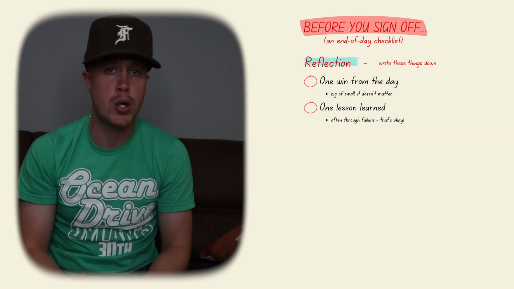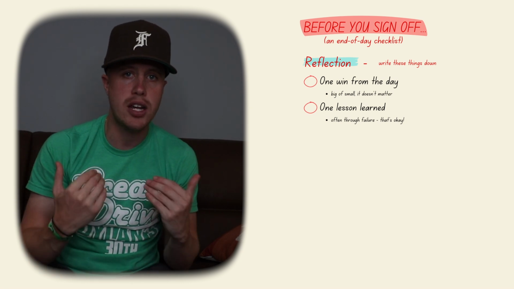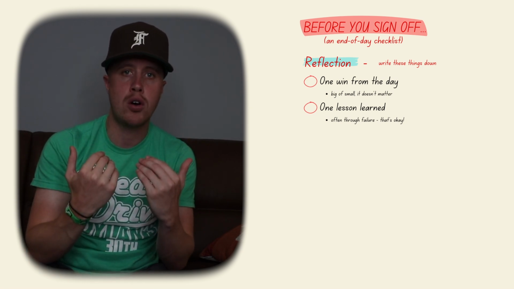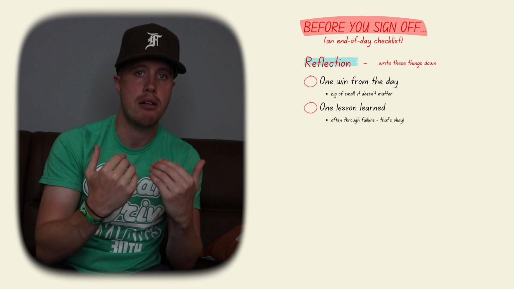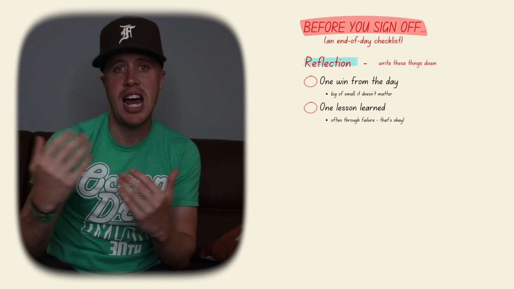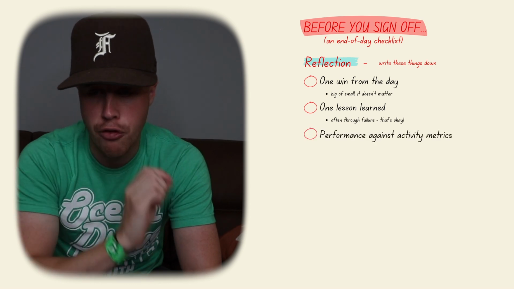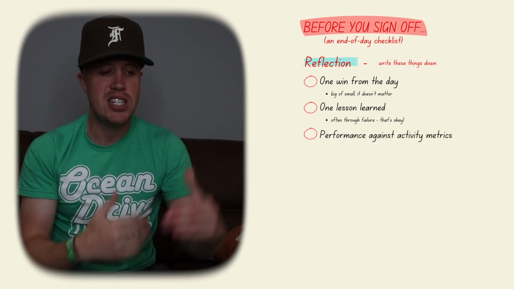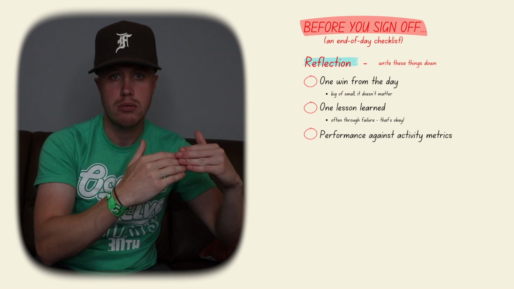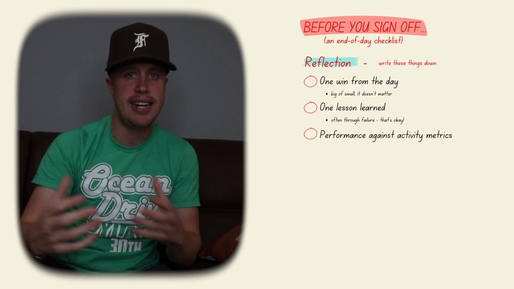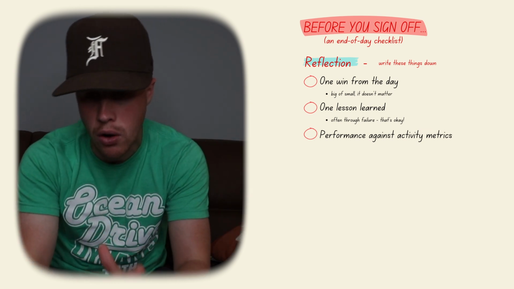Maybe you had a cold call, the cold call went poorly. Why did it go poorly? What can we learn from that cold call to make sure that mistake I made on that call doesn't happen again or doesn't happen a lot in the future. Write that down. Performance against activity metrics. I set out today to make 50 cold calls. Did I make those 50 cold calls? If I didn't, why? What happened that threw me off of that goal?